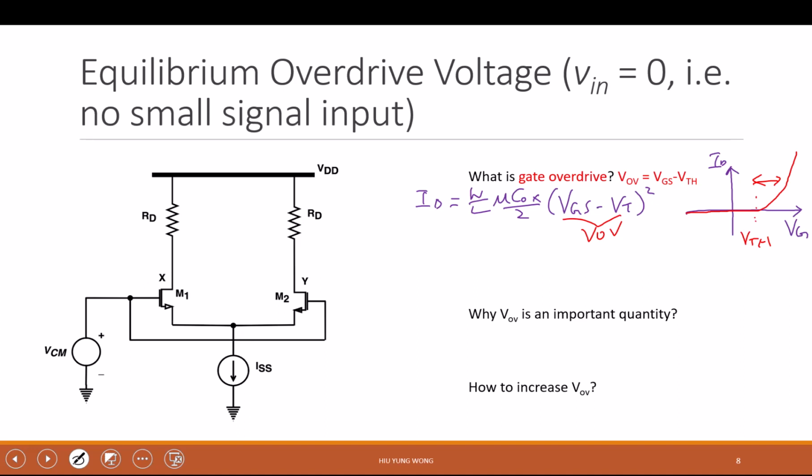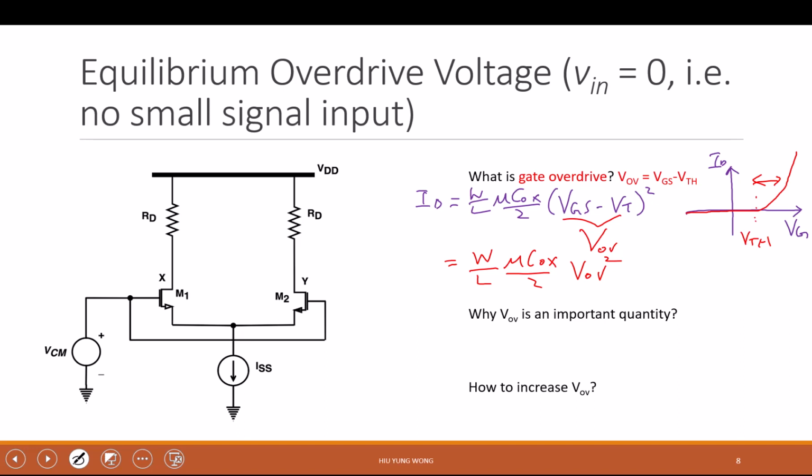So that's why VOV is something we care about. This is a quantity sometimes we want to mention. Okay, so because of this, then you have W over L. If you want to rewrite this equation, it is just VOV squared. Now you don't see VGS and VTH. I only want to see the net difference. Is that okay?